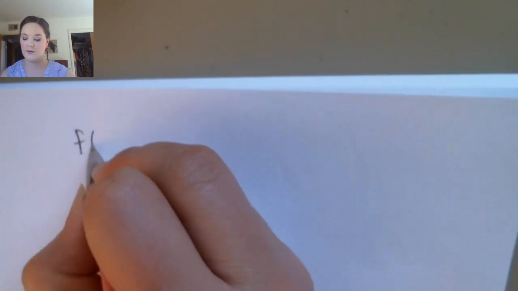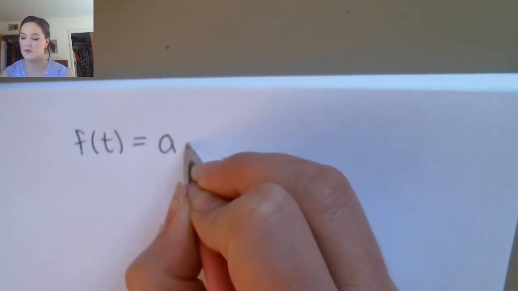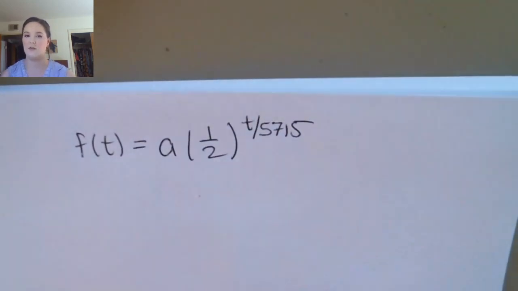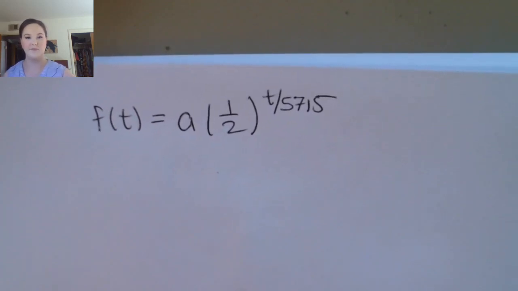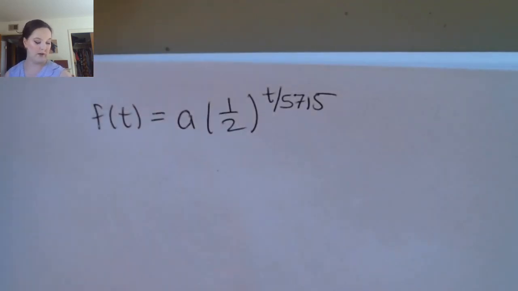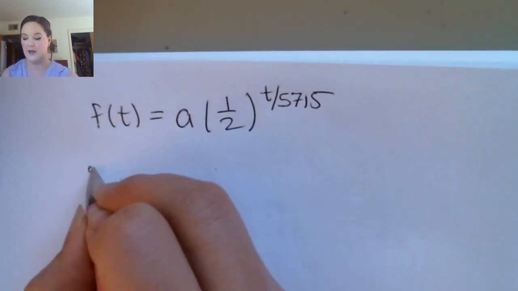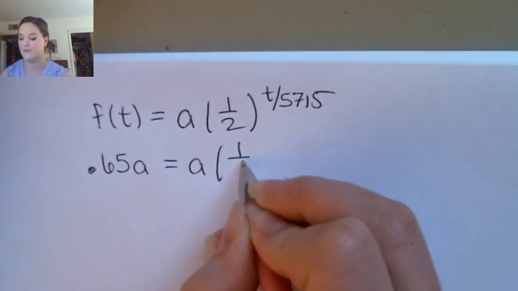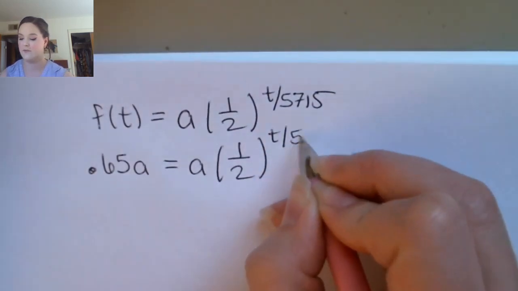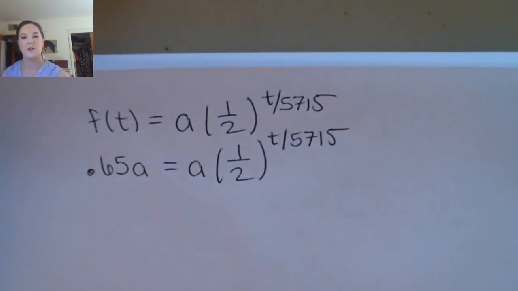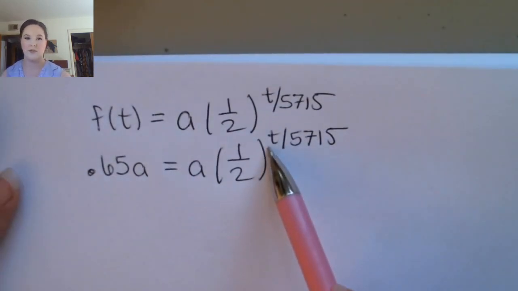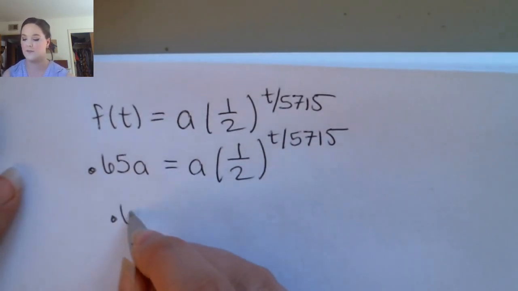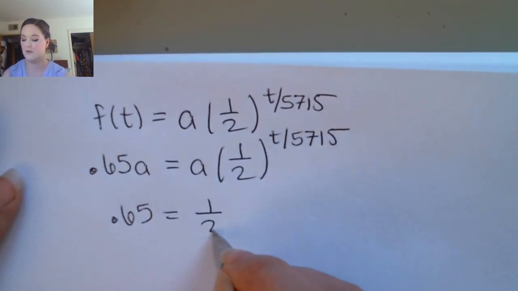So we're going to start with our original equation, the one that we had just now, 1/2 to the t over 5,715, like this. We're going to plug in 65% of the initial amount, so that would be 0.65a. So we're going to look to isolate the variable t, right? The first thing we're going to do is isolate this expression by dividing both sides by a.